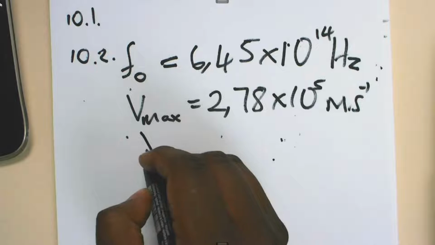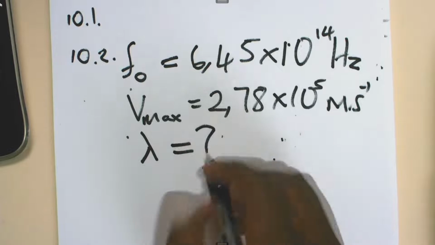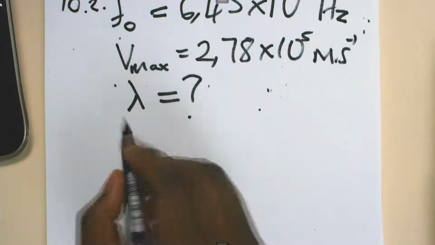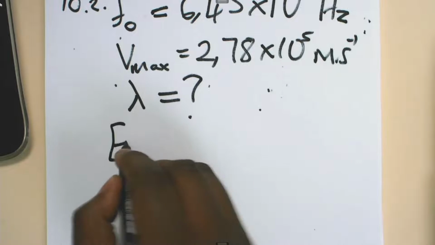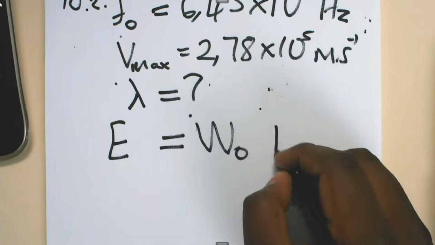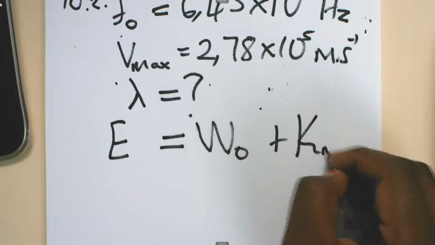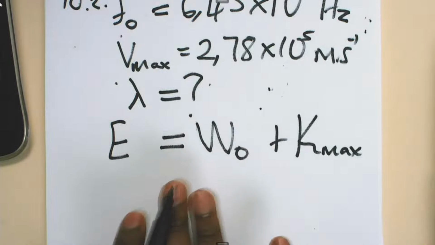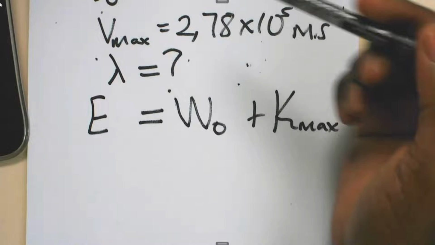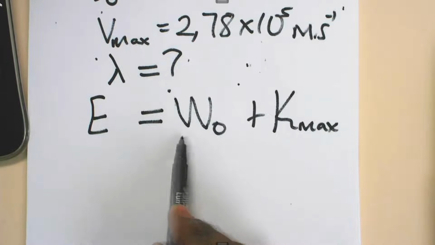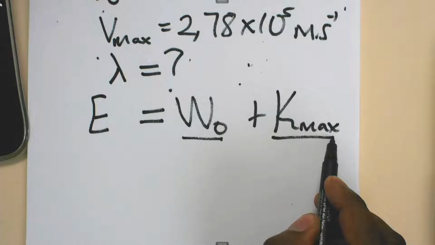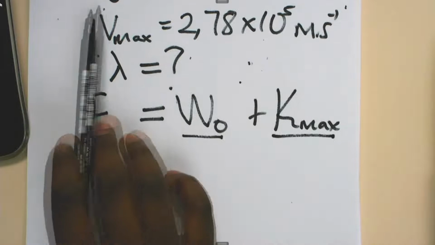Now let us look at the solution for this problem. What we need to calculate is the wavelength of the light. We have the photoelectric effect formula, which is E equals the work function plus the maximum kinetic energy. But looking at the information we are given, we are not given the work function. We are also not given the maximum kinetic energy. But we are given the threshold frequency.